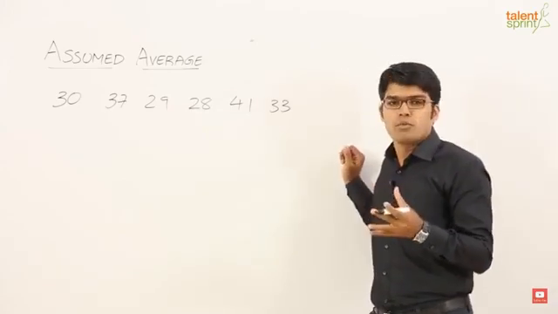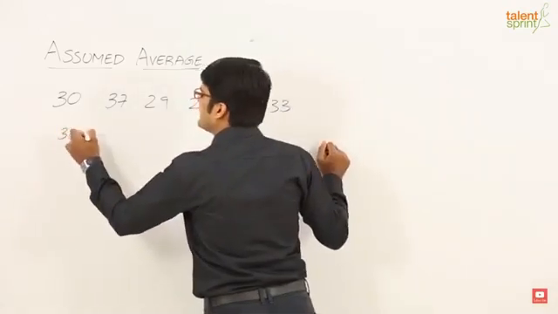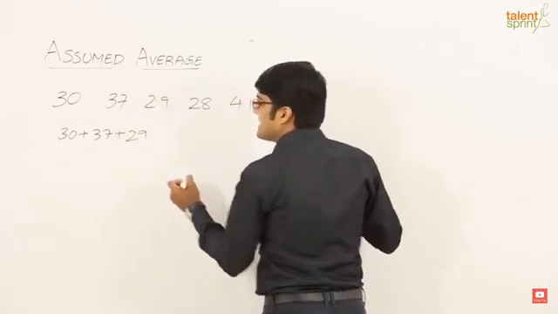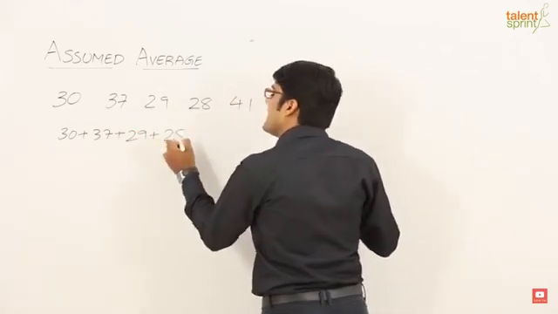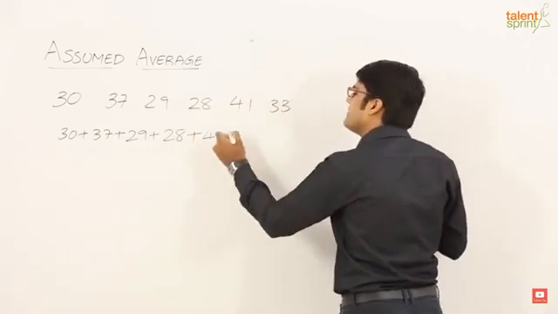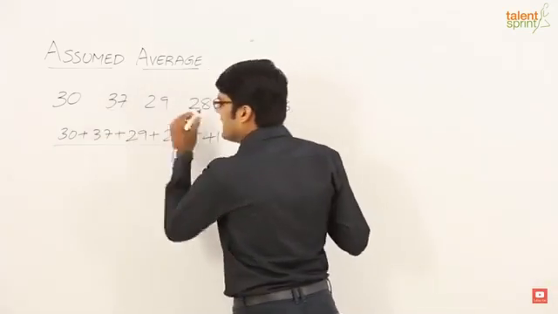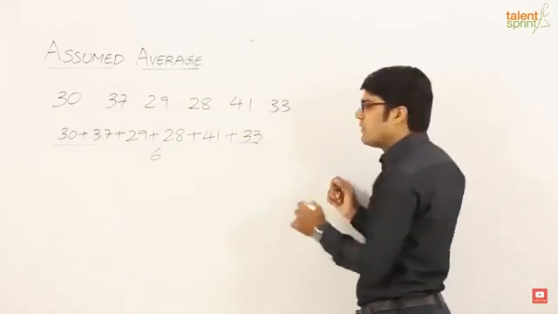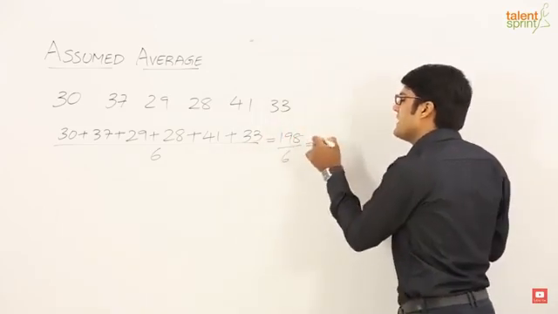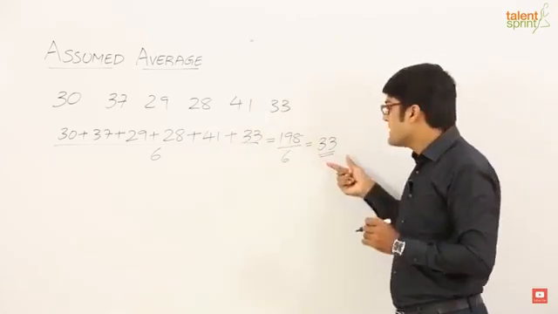Now going by the formula, that is the sum of all the values by the number of values, what do we get? 30 plus 37, which is 67, 67 plus 29 is 96, 96 plus 28 is 124, 124 plus 41 is 165, 165 and 33 is 198. 198 divided by the number of values, which is 6 here. What do we get? 198 upon 6, and on further simplification we get the answer as 33. So clearly the average of the given values here is 33.